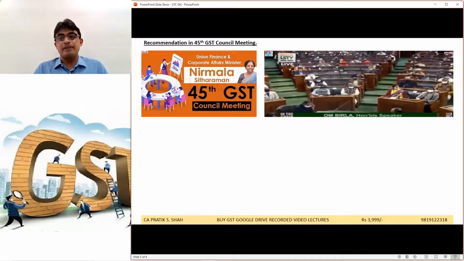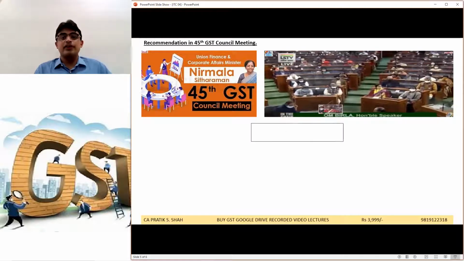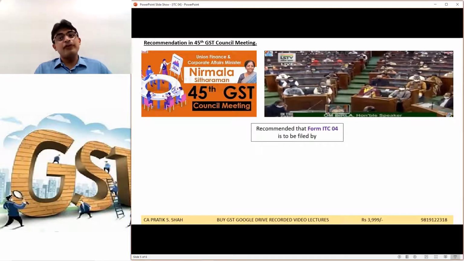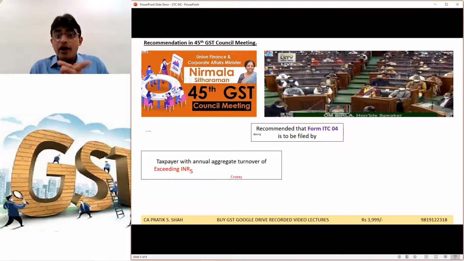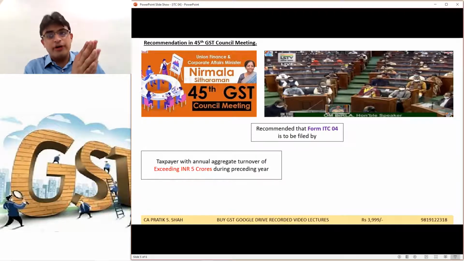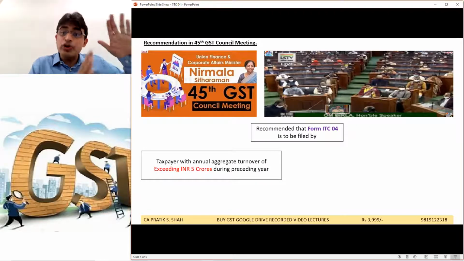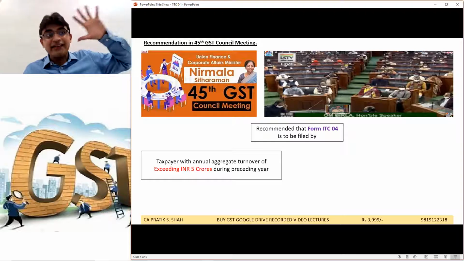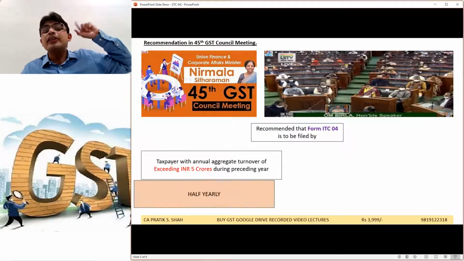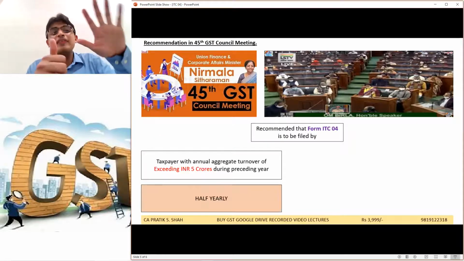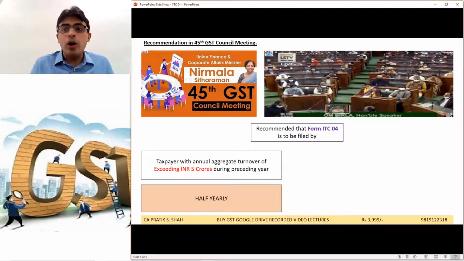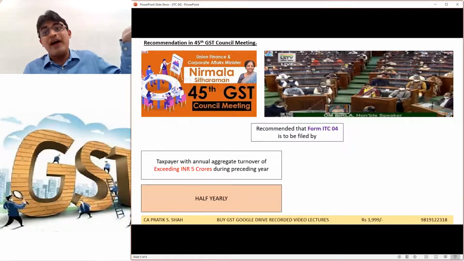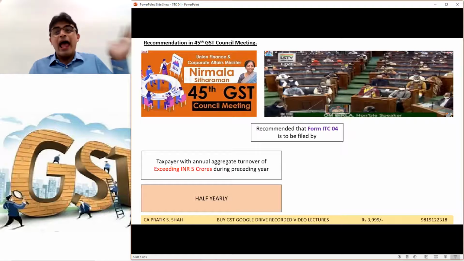So finally, the government has understood the hardships and has proposed a recommendation in the 45th GST Council meeting. What are these recommendations? As per this 45th Council meeting, now the ITC 04 form is to be filed by taxpayers or registered persons whose aggregate annual turnover in the preceding year exceeds 5 crore rupees; they are required to file this form every six months, that is half yearly. Quarterly gone. Quarterly gone.